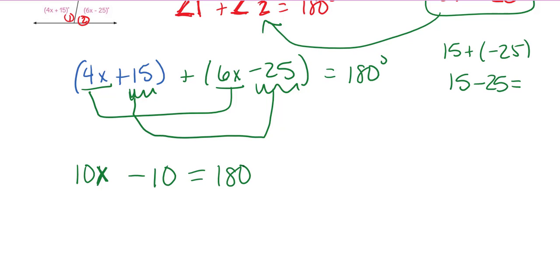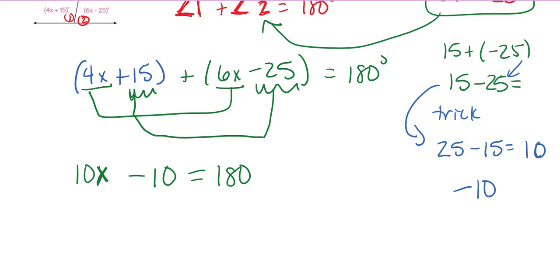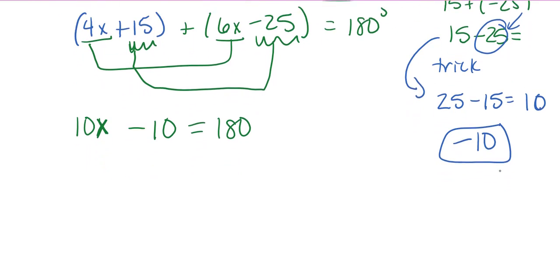So notice we went down negative. Here's a math trick: a lot of people will go 25 minus 15. So they switch the numbers around for what's negative and what's positive. 25 minus 15 is 10. But then they take the sign of the larger number, which is negative. So 25 is larger than 15, and we get negative 10 there. That's how we could do it mentally in our heads.